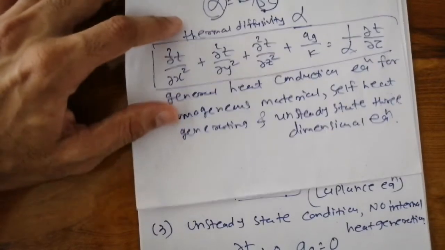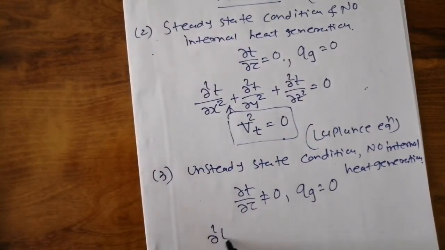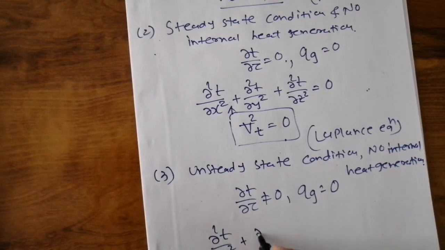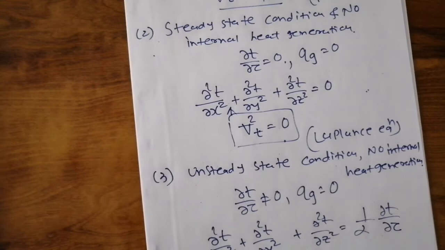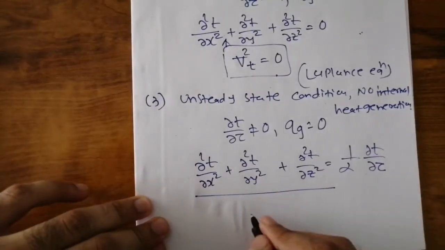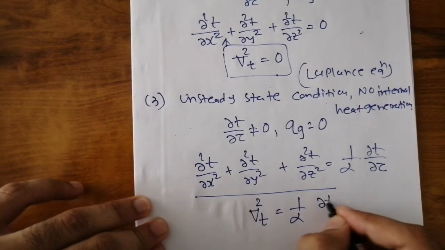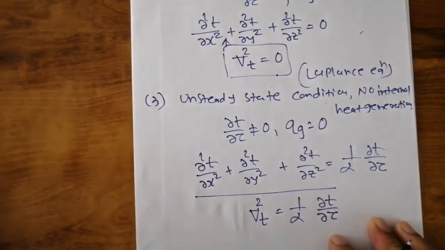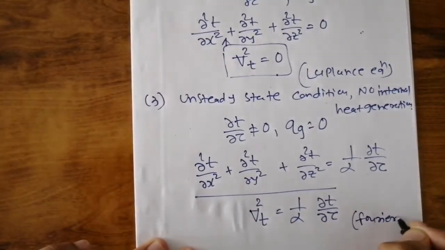So we write that equation: del square T by del x square plus del square T by del y square plus del square T by del z square is equal to 1 upon alpha del T by del tau. Similarly, we can write del square T is equal to 1 upon alpha del T by del tau. That equation is called Fourier's equation.